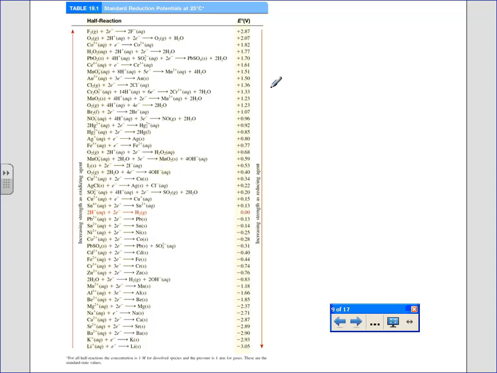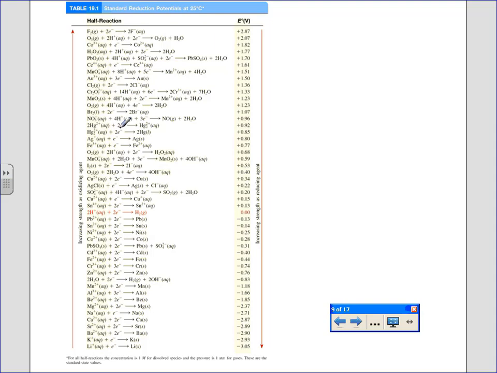This series is in line with the activity series, and the metals are in the same order on this as they would be on the activity series. So you can see lithium is at the bottom here, so it's very unlikely to gain electrons. Fluorine is at the top of the list here. It's really likely to gain electrons. The activity series really only showed the metal reactions, but you'll see this is a more complete list and has a variety of other redox reactions, involving gases or solutions like permanganate and nitrates and sulfates, that are useful to us.